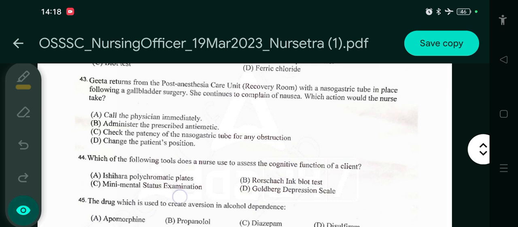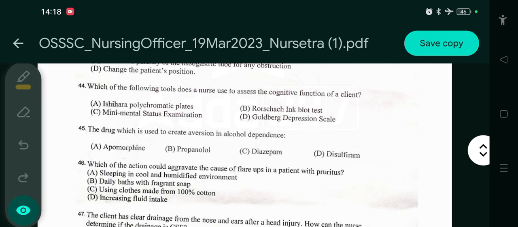Next question, which of the following tools does a nurse use to assess the cognitive function of a client? For the cognitive function of the client, which test do we have to do? That you already know, MMSE, mini mental status examination. In this examination we are examining orientation, memory, attention, calculation. These are the 4-5 parameters we assess for cognitive functions. So here the option is C.